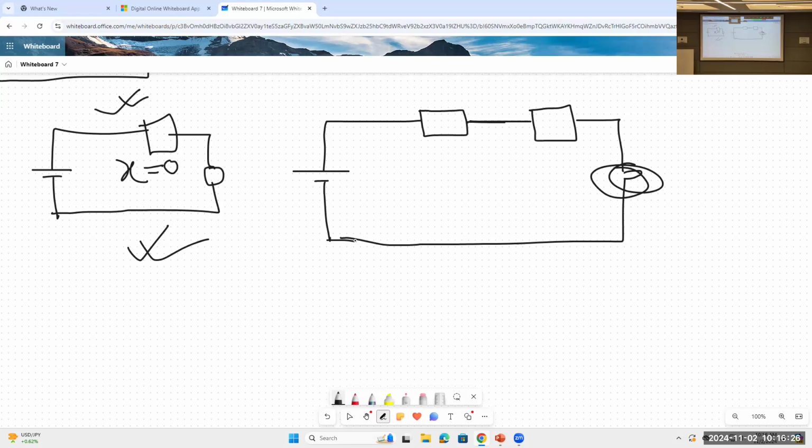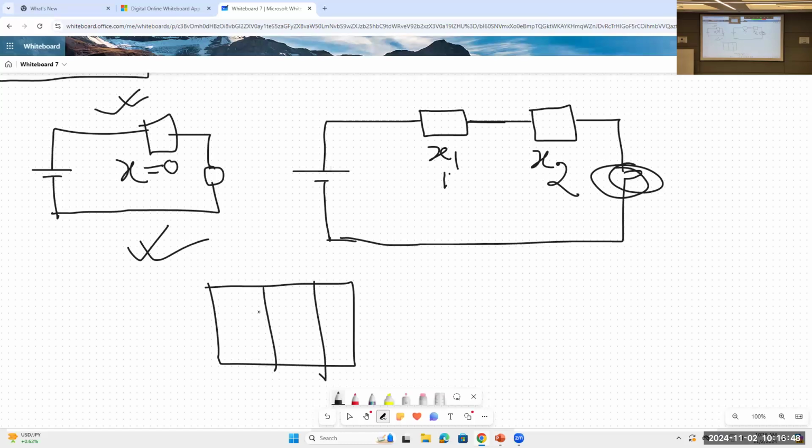Let me examine that. Suppose this switch is named x1 and the second switch is named x2. Now the question is, let's start from the beginning. We will create a table. Because there are two switches, there will be combinations.